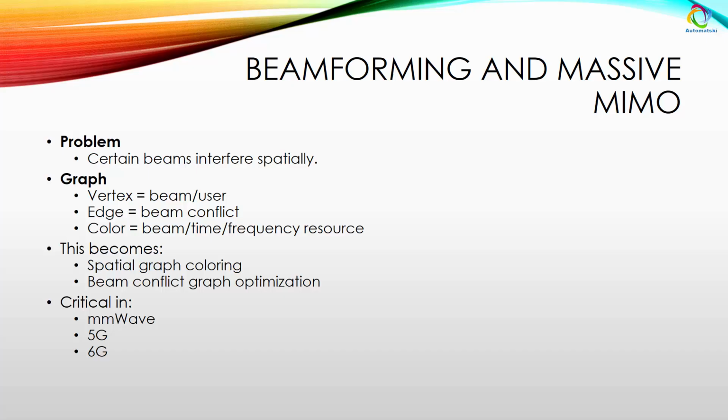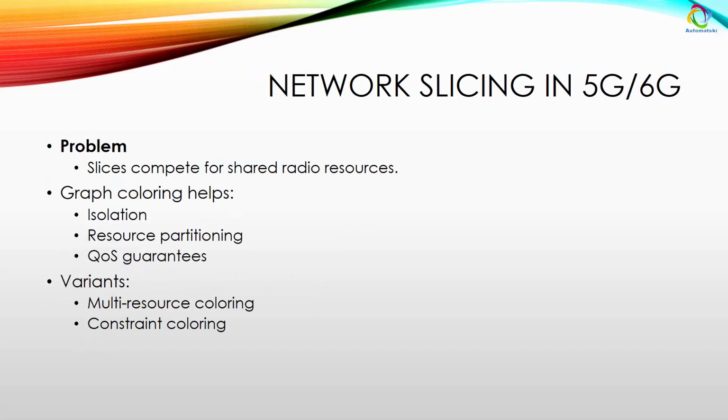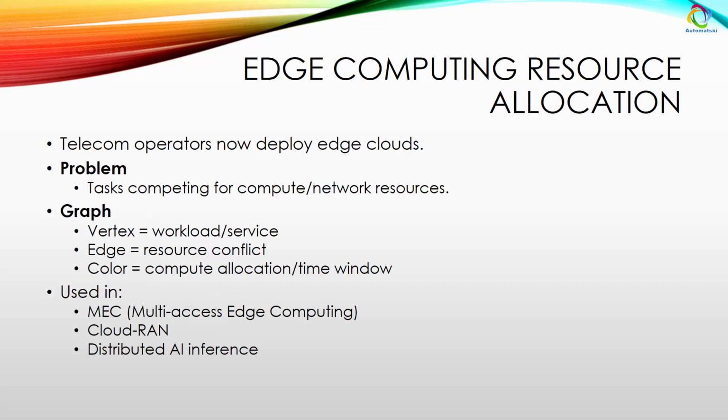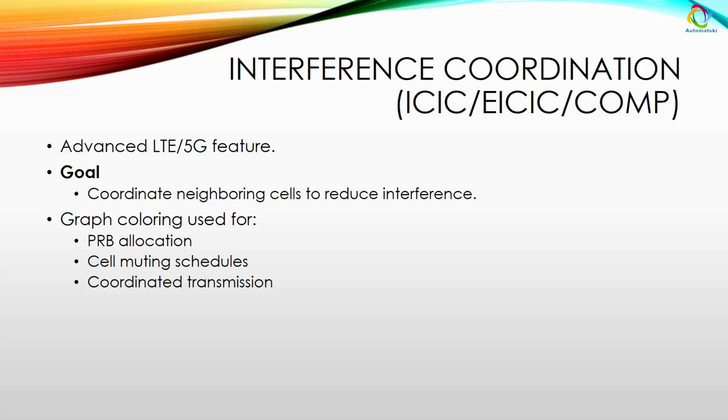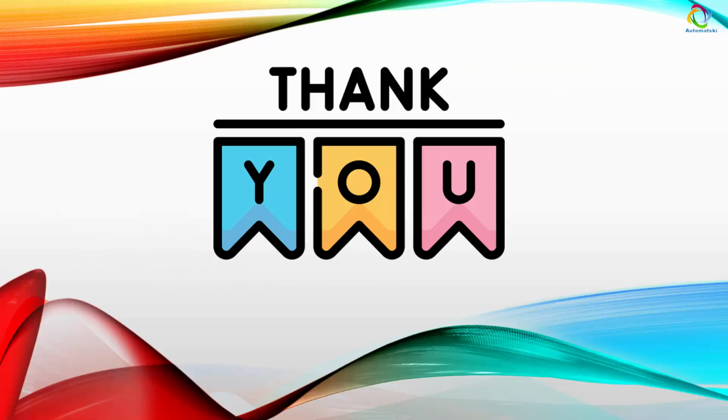Beam forming and massive MIMO, where certain beams interfere spatially. Network slicing in 5G and 6G, where slices compete for shared radio resources. Edge computing resource allocation, where tasks compete for compute and network resources on the edge. Interference coordination, where we have to coordinate neighboring cells to reduce interference.